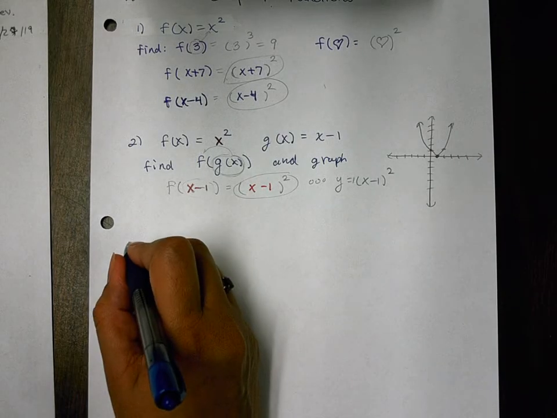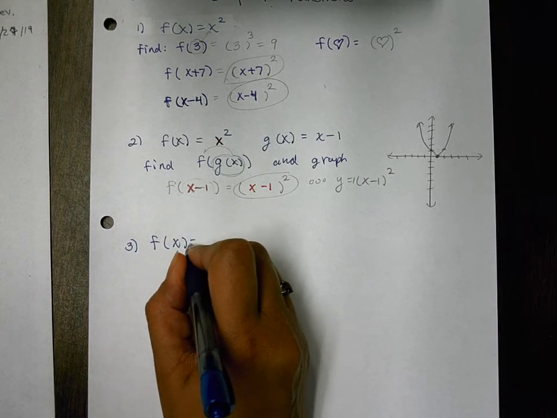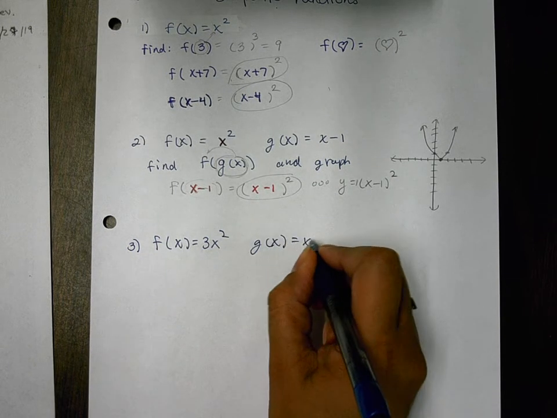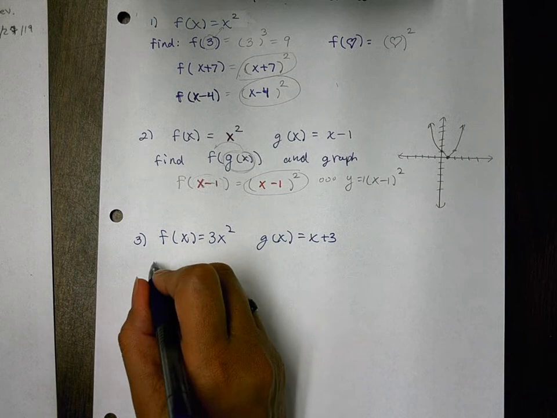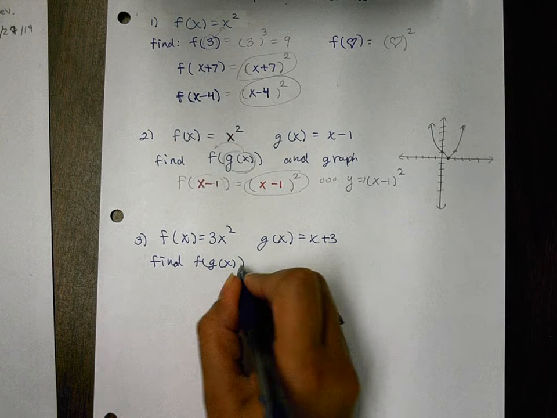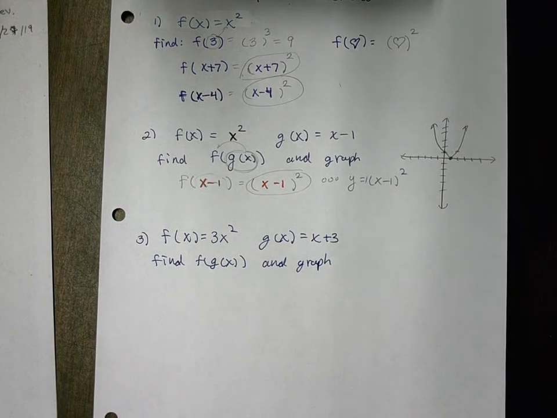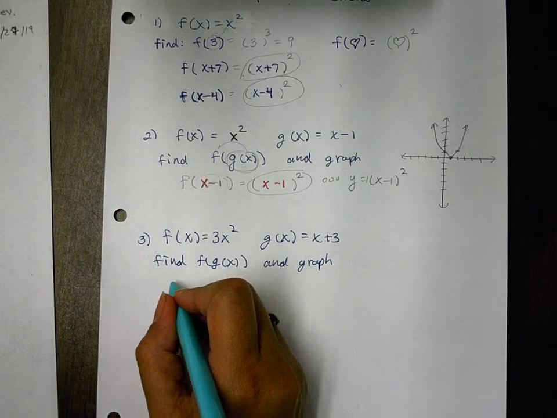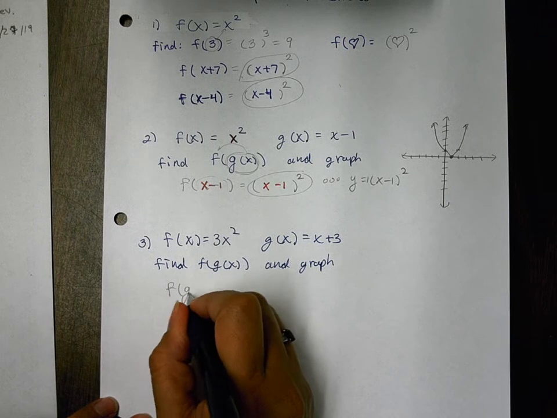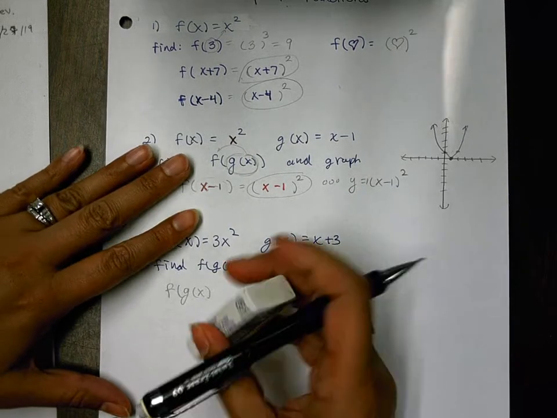Number 3. f of x equals 3x squared, g of x equals x plus 3, and the same as before, I want you to find f of g of x and graph the result. Okay, f of g of x means I'm going to write it the way I did the other one.